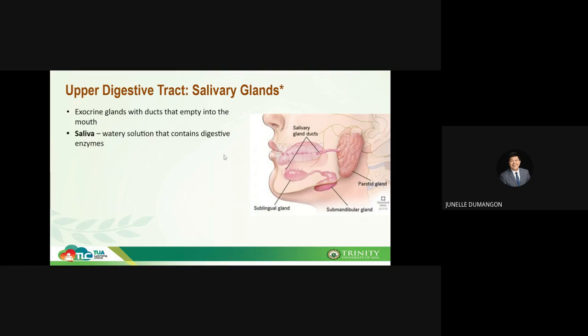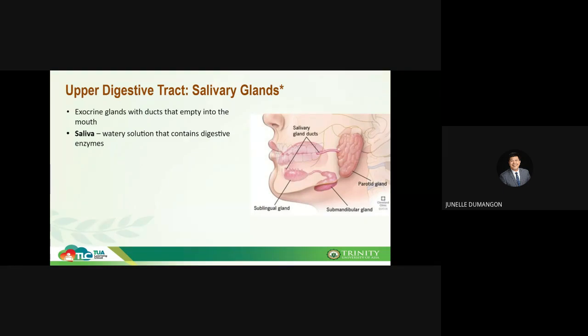So saliva is a watery solution that contains digestive enzymes. So can you put it in the chat box? What is that enzyme again found in our mouth that digests carbohydrates? Starts with the letter A. Can you put it in the chat box? There you go. It's amylase.